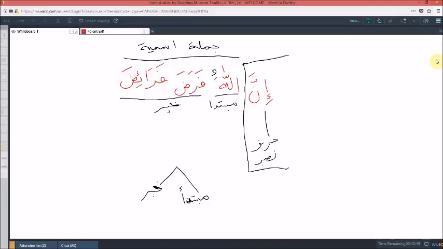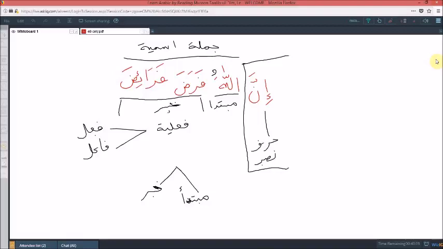Now, our khabar here is a jumlatul fi'liya. The information about Allah is a jumla fi'liya. And we said it's made up of two parts. What are they? The fi'l and the fa'il.